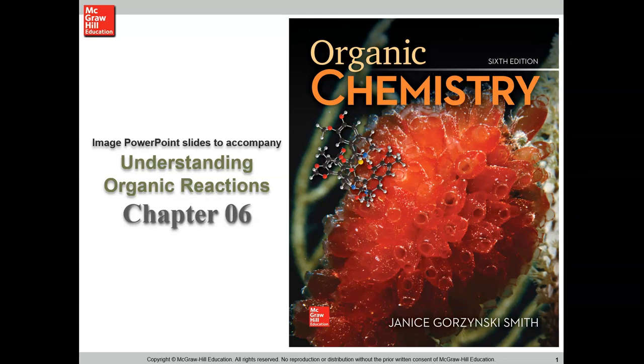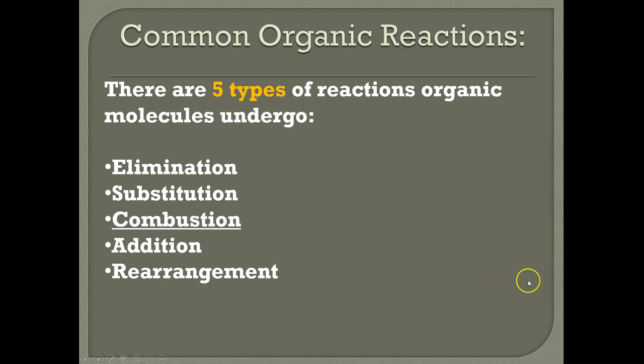In Chapter 6 for our organic chemistry class, we're going to look a little more closely at different types of chemical reactions that are involved in organic chemistry and other basic types of chemistry reactions that we think about in organic chemistry. And those include these 5 different types. So we have elimination, substitution, combustion, addition reactions, and rearrangement reactions.